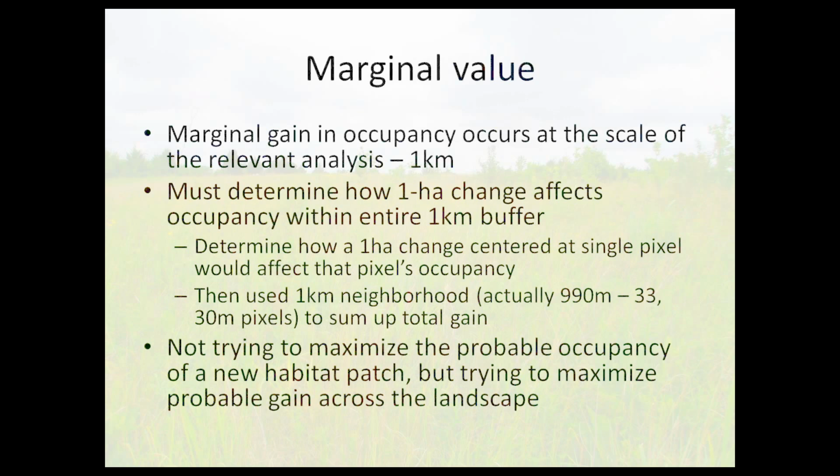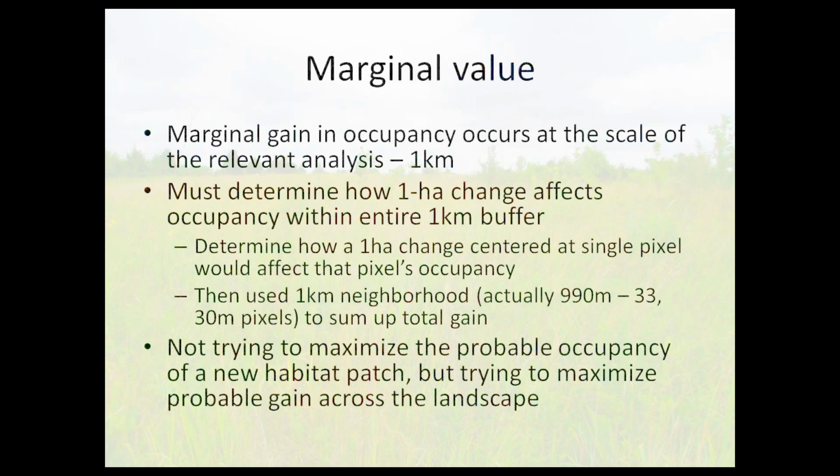But this spatial scale, this 1 kilometer, as you saw from the previous work, for an old field mouse, that 1 kilometer becomes a 5 kilometer because the covariates were relevant at that spatial scale. So again, we look at the marginal gain in occupancy that occurs at a scale relevant to the analysis. We essentially determine how a 1 hectare change of habitat would affect occupancy within the entire 1 kilometer surrounding that patch. And so it determines how changing a pixel centered at a single pixel in the center would affect the occupancy at that pixel.